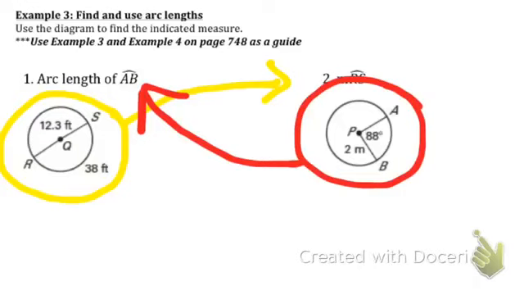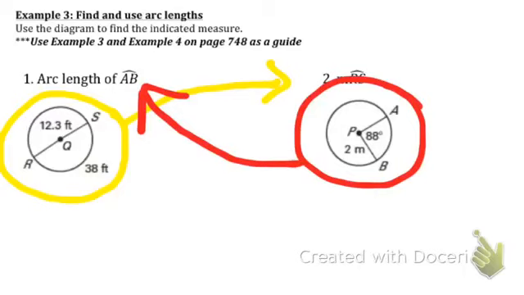All right. We made a mistake in example number 3. If you look at both diagrams, in number 1 it says arc length of AB, and the circle underneath it, well, there is no arc AB. So when we go over these examples, make sure you switch the diagrams appropriately and pay attention to the one for number 1, the circle on the right, and for number 2, the circle on the left.